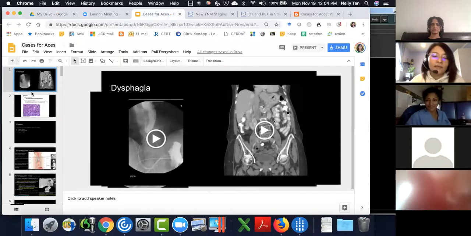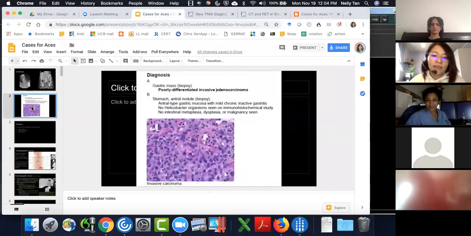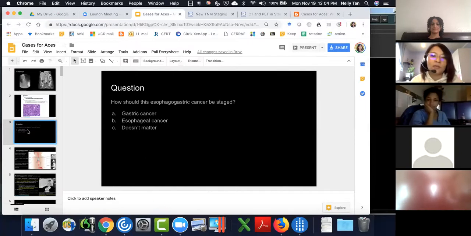Okay. All right. So they went ahead and scoped the patient and then took a biopsy, and it came back as poorly differentiated invasive adeno of that gastric mass. So this is my question for you all. How should this esophageal gastric cancer be staged? Gastric cancer, esophageal cancer, or don't know? Doesn't matter.